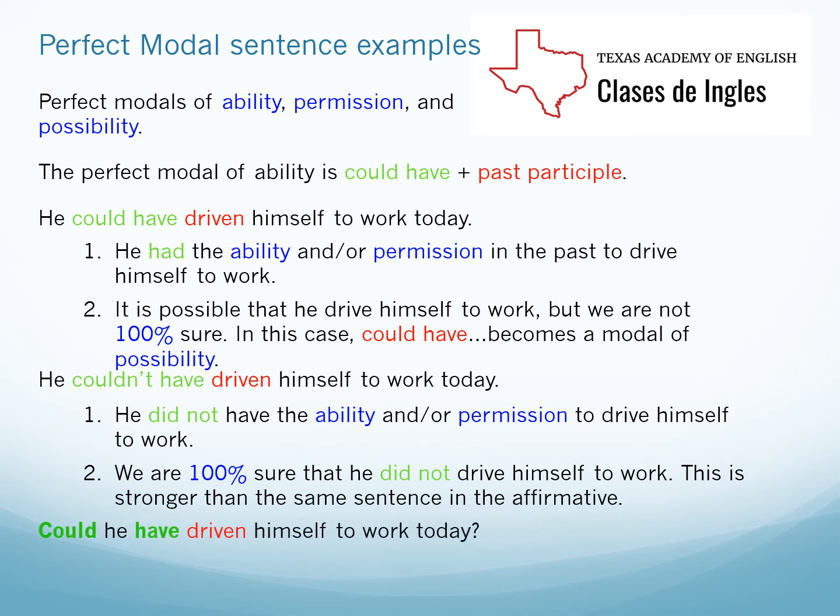And as a question, in the interrogative form: could he have driven himself to work today? And here our explanation is maybe, but we're not entirely sure.